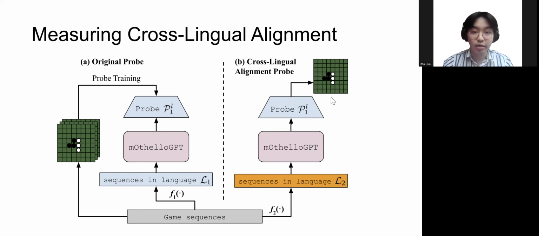After the probe is trained, we use it in a zero-shot fashion on representations of input sequences in another language too. If the probe can achieve a comparable accuracy as it does on inputs from language 1, then it is reasonable to say this mOthello GPT model encodes the board state information in a very similar way across languages 1 and 2, thus showing a strong alignment in representations.